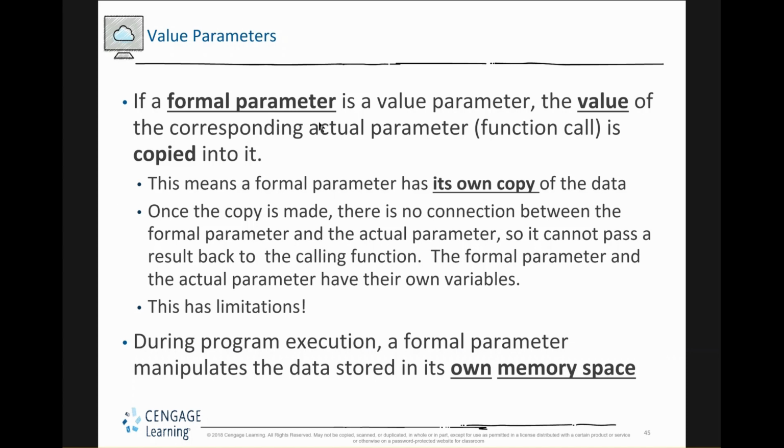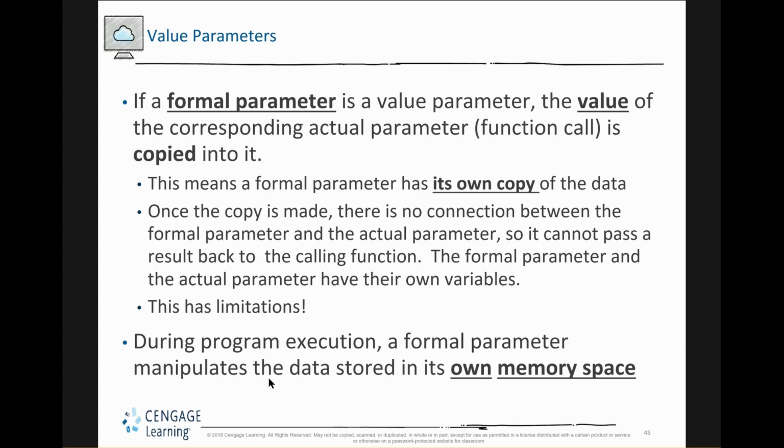If a formal parameter is a value parameter, the value of the corresponding actual parameter, or the function call, is copied into it. This means a formal parameter has its own copy of the data. Once the copy is made, there is no connection between the formal parameter and the actual parameter, so it cannot pass a result back to the calling function. The formal parameter and the actual parameter have their own variables. This has limitations. During program execution, a formal parameter manipulates the data stored in its own memory space, so it has its own memory space. It doesn't share the same memory space.